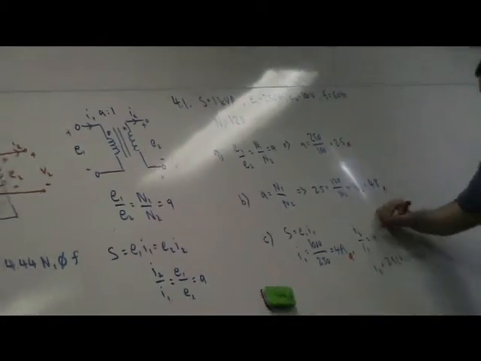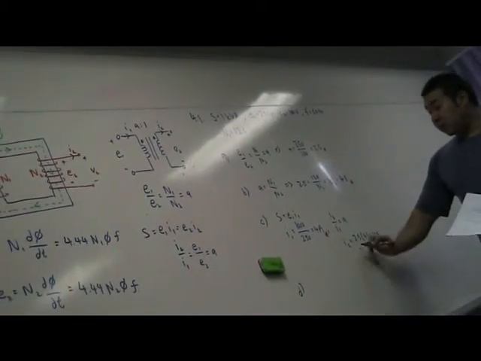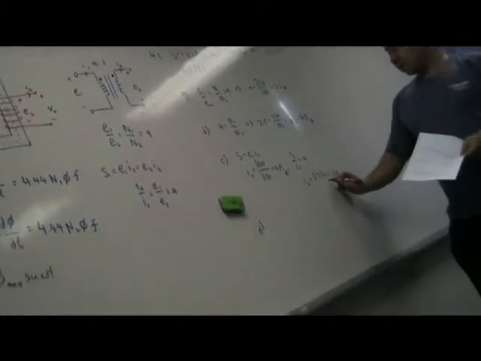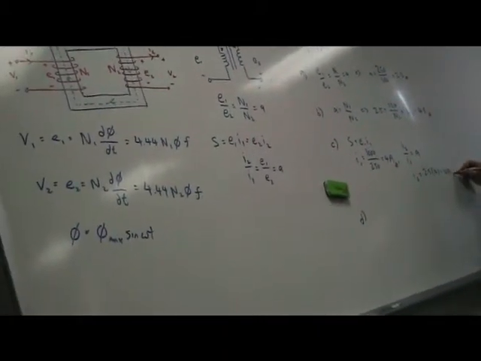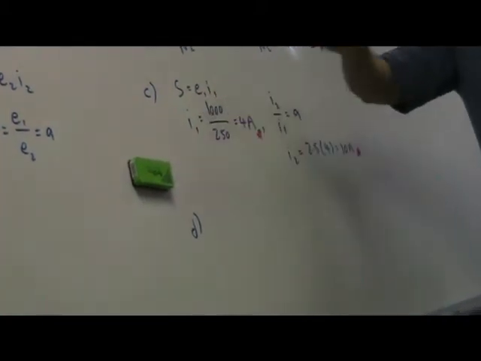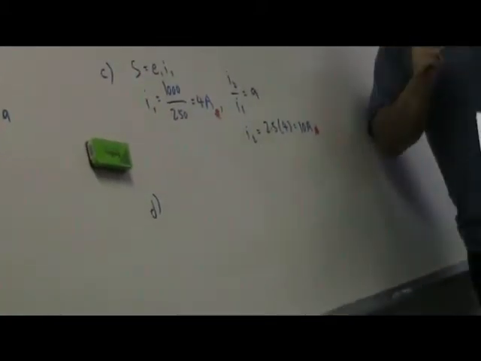And I2 over I1 is A. Okay, so I2 will be A, which is 2.5, multiplied by 4. Okay, so that's 10. Or conversely, you could use S equals E2 I2. You'll end up with the same thing.